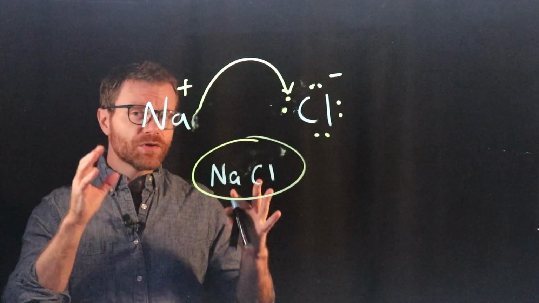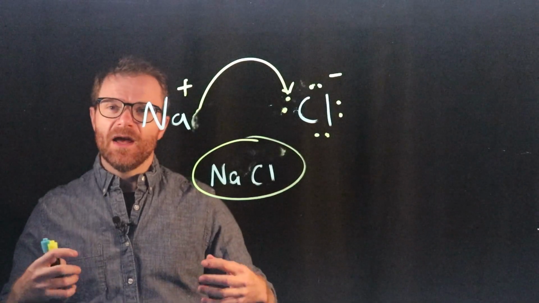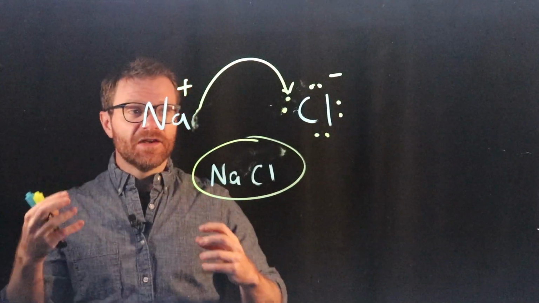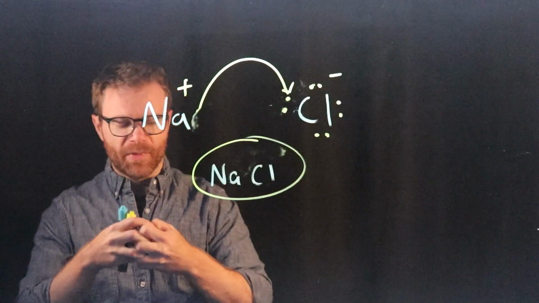Okay, that was just one example. I'll give you lots more so we can really understand this concept of how elements give up and take electrons from other elements to form ionic compounds. Let's look at the example of lithium and nitrogen.